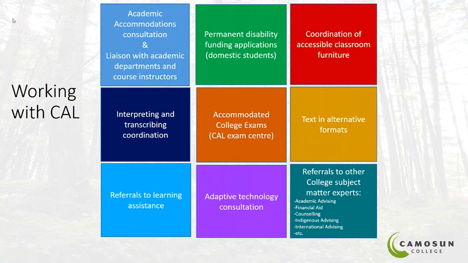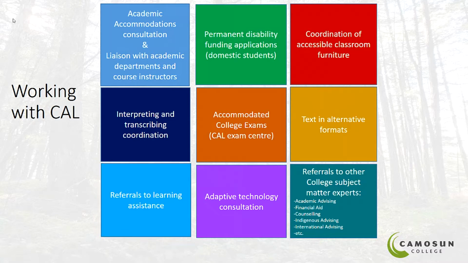CAL offers programs and services in a variety of different areas. We're the department on campus responsible for deciding, communicating, and overseeing academic accommodations for students with disabilities, and we act as a liaison or consultants with academic departments and course instructors about accommodations. We coordinate sign language interpreting and real-time transcribing services for students who are deaf and hard of hearing, assisting course instructors to deliver their content accessibly. We provide referrals to Camosun-based and community-based learning assistance services such as tutoring, academic strategists, and support for writing, math, etc.